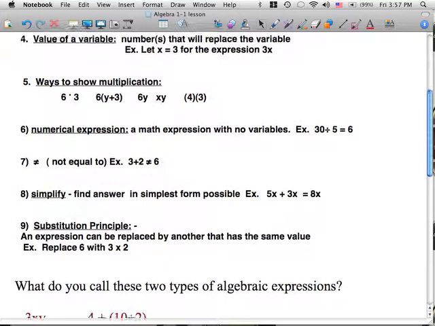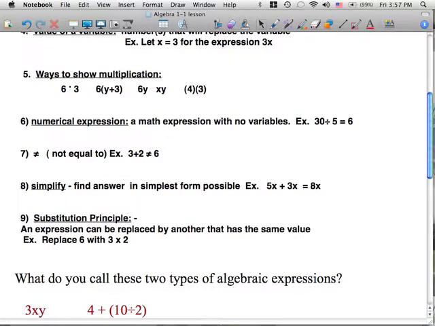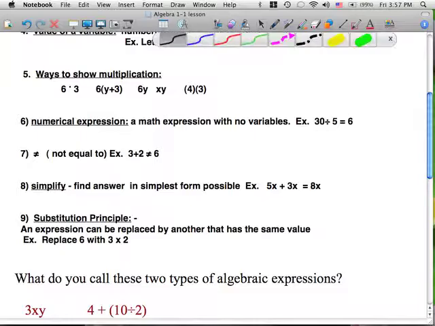Sometimes we need to make a statement that something is not equal to something else, and to do the not, we just use a slash. So here is the equal sign with a slash, that means not equal to. So this numerical expression 3 plus 2 does not equal 6 is true, because 3 plus 2 is 5, and 5 does not equal 6.